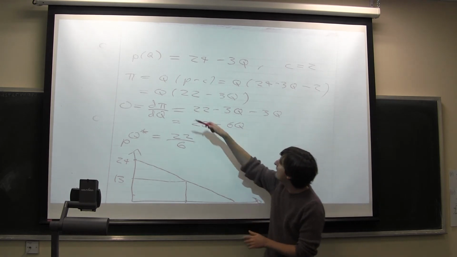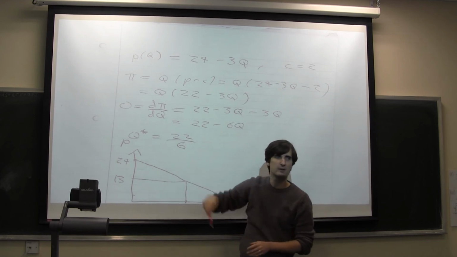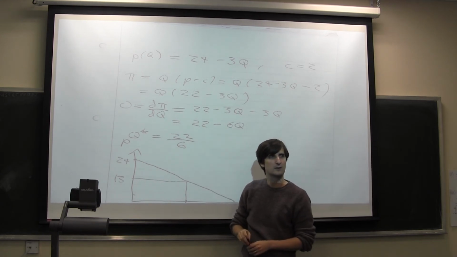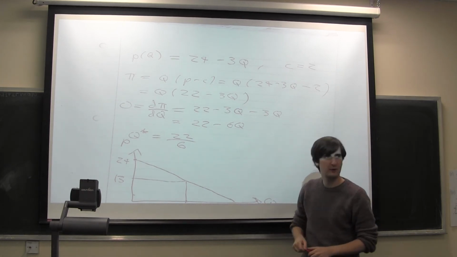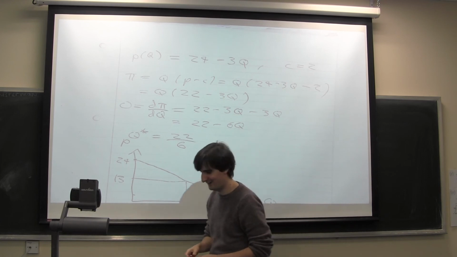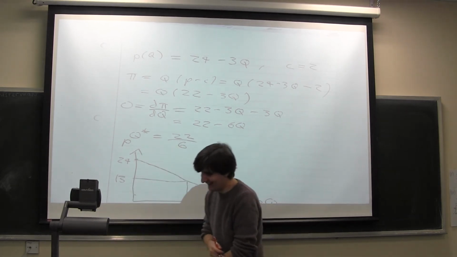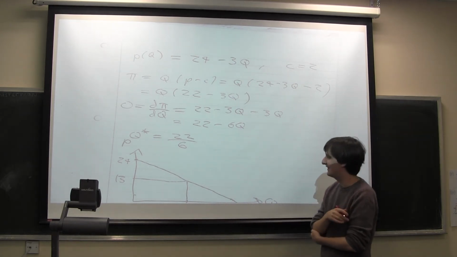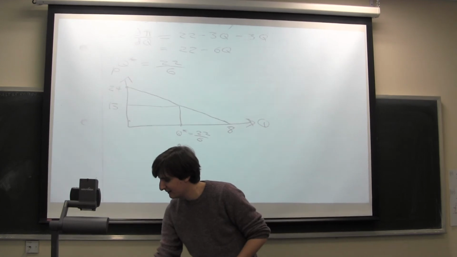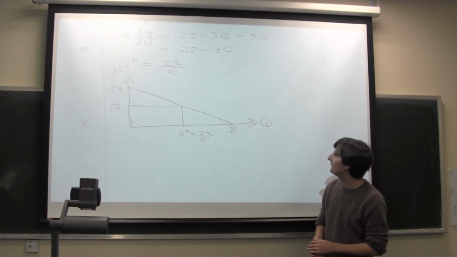Yeah, so it's the point at which the price is 0. So it must be 24 divided by 3. 24 divided by 3 is 8. Yeah, 8. So we've got all of the points we need on this triangle now.